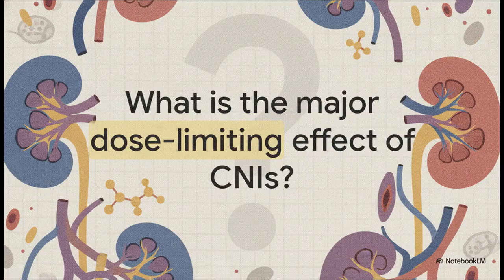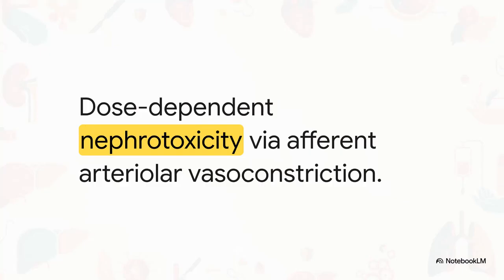Question 16. What is the major dose-limiting adverse effect or toxicity profile characteristically associated with the use of calcineurin inhibitors, specifically tacrolimus and cyclosporin? A. Acute hemorrhagic pancreatitis. B. Interstitial pneumonitis and pulmonary fibrosis. C. Dose-dependent nephrotoxicity, specifically afferent arteriolar vasoconstriction. Or D. Profound irreversible bone marrow suppression. The answer is C, dose-dependent nephrotoxicity via afferent arteriolar vasoconstriction.